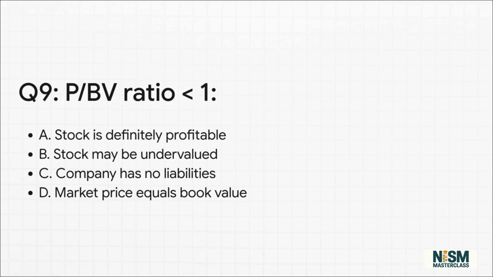The correct answer is option B. Stock may be undervalued. Now be a little careful here, because this is a classic exam trap. A price to book value below 1 just means the market price is lower than the accounting book value. So while it might indicate undervaluation, it could also signal that the company has poor business quality, some hidden risks, or maybe toxic assets on its balance sheet.